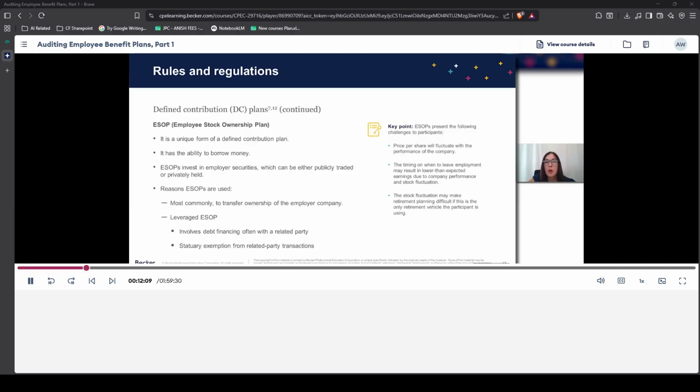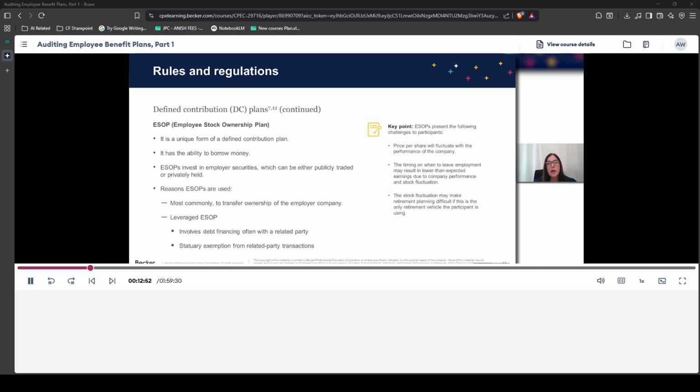So they're allowed to borrow money to purchase additional employer securities. But if the ESOP has borrowed funds to purchase employer securities, that's called a leveraged ESOP, and there are some additional reporting requirements for that leveraged ESOP. Now, there are a few reasons why a plan sponsor may choose to create and sponsor an ESOP. In most cases, it's simply to transfer ownership of the company and spread the ownership out amongst the employees. Of course, there are other reasons to sponsor an ESOP as well, but that's usually the most common reason why an employer would create and sponsor an ESOP.